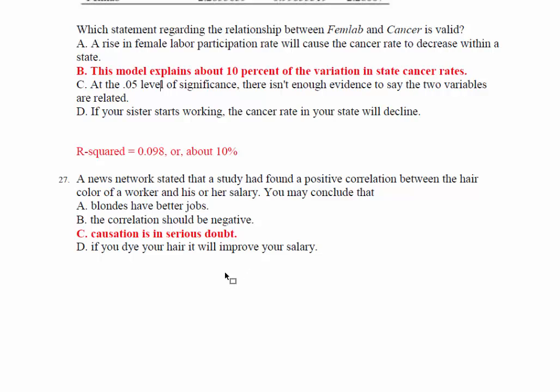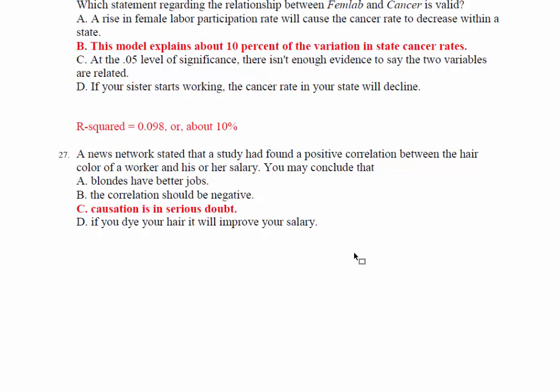27. A news network stated that a study had found a positive correlation between the hair color of a worker and his or her salary. You may conclude what? Of course, if blondes have better jobs, you cannot conclude that because that's spurious. Correlation should be negative, and causation is in serious doubt. This is the correct answer because we have no reason to believe that the color of hair affects your salary. Otherwise, everyone would dye their hair to whatever earns them the highest salary. So that's what this says.